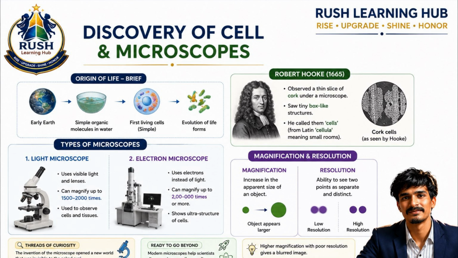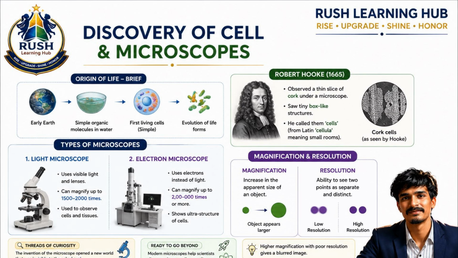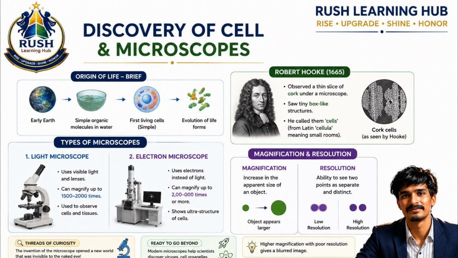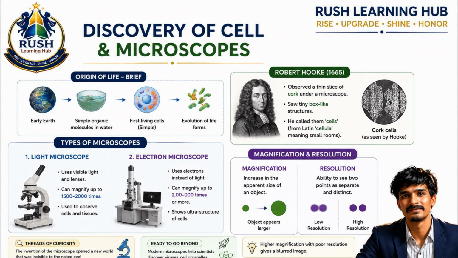Now let us understand two important scientific terms often associated with microscopes: magnification and resolution. Magnification refers to how much larger an object appears compared to its actual size. For example, if a microscope magnifies an object 100 times, the image appears 100 times larger than the original object. Resolution, on the other hand, refers to the ability to distinguish two closely placed points as separate and distinct.